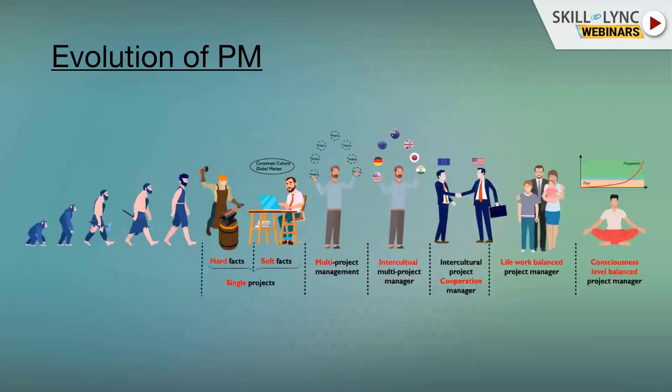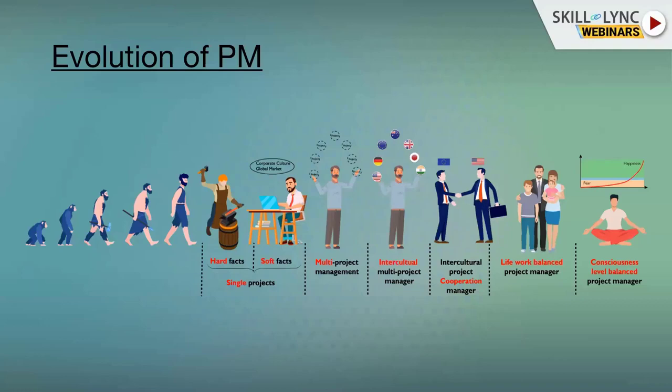Okay, moving ahead. You can see this is the way in which our forefathers have evolved. Breaking down from the soft facts to the hard facts: earlier, we were managing only a single project, with manual calculations, and there was only a corporate culture in the global market. But now it is multi-project management, where we manage multiple projects at a time. Then we had intercultural multi-project management, which means we are analyzing the projects globally, removing the cultural barriers, and dealing with those kinds of things.